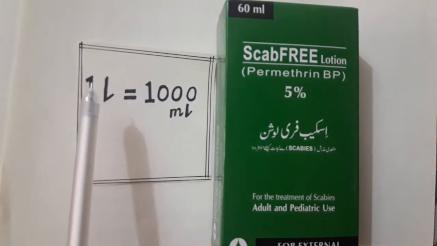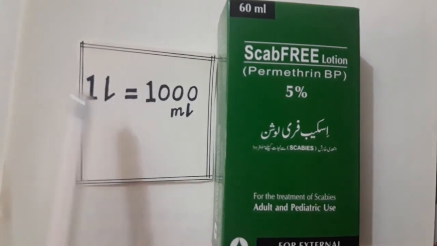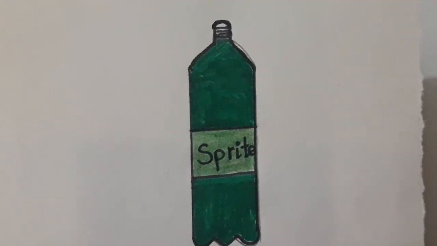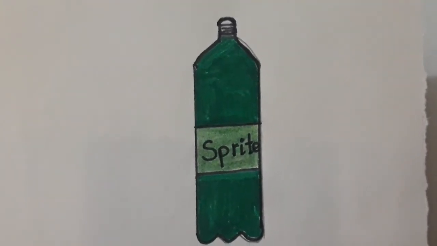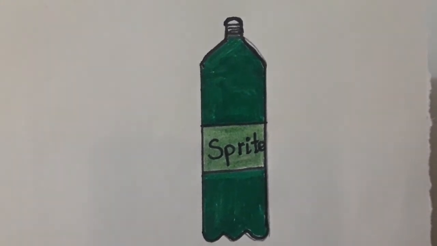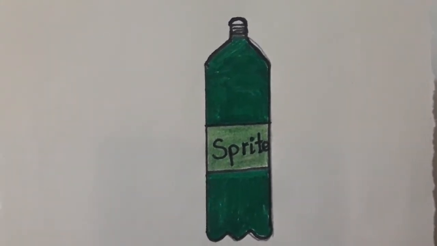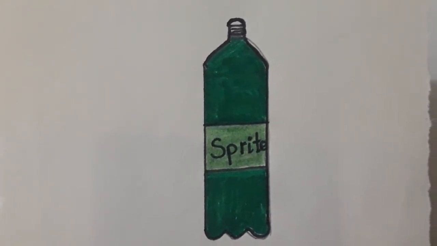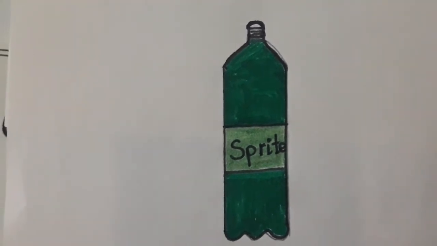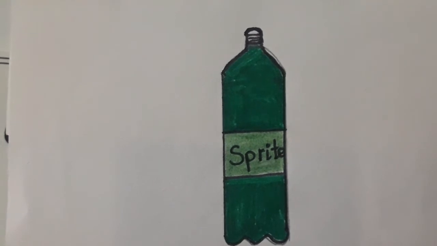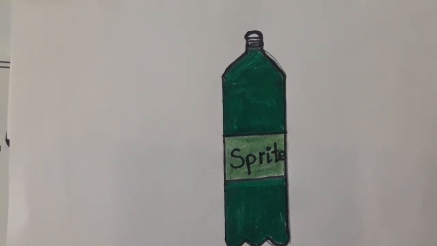And students, liter is used for a larger unit. For example, you can see in water bottles and bottles of juices and cold drinks, these have a large unit of measuring capacity. So that's why we measure them in liters. This bottle contains 1.5 liter.